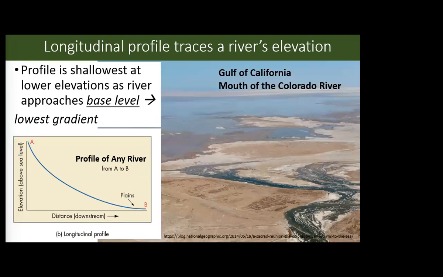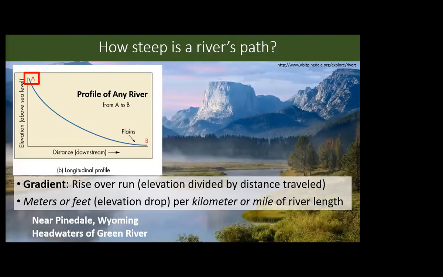Conversely, the profile is going to be the shallowest and have the lowest gradient, lowest slope at the mouth of the river, the base level. We're closest to the ocean, the closest to sea level. So we're going to have the lowest elevation at those points.